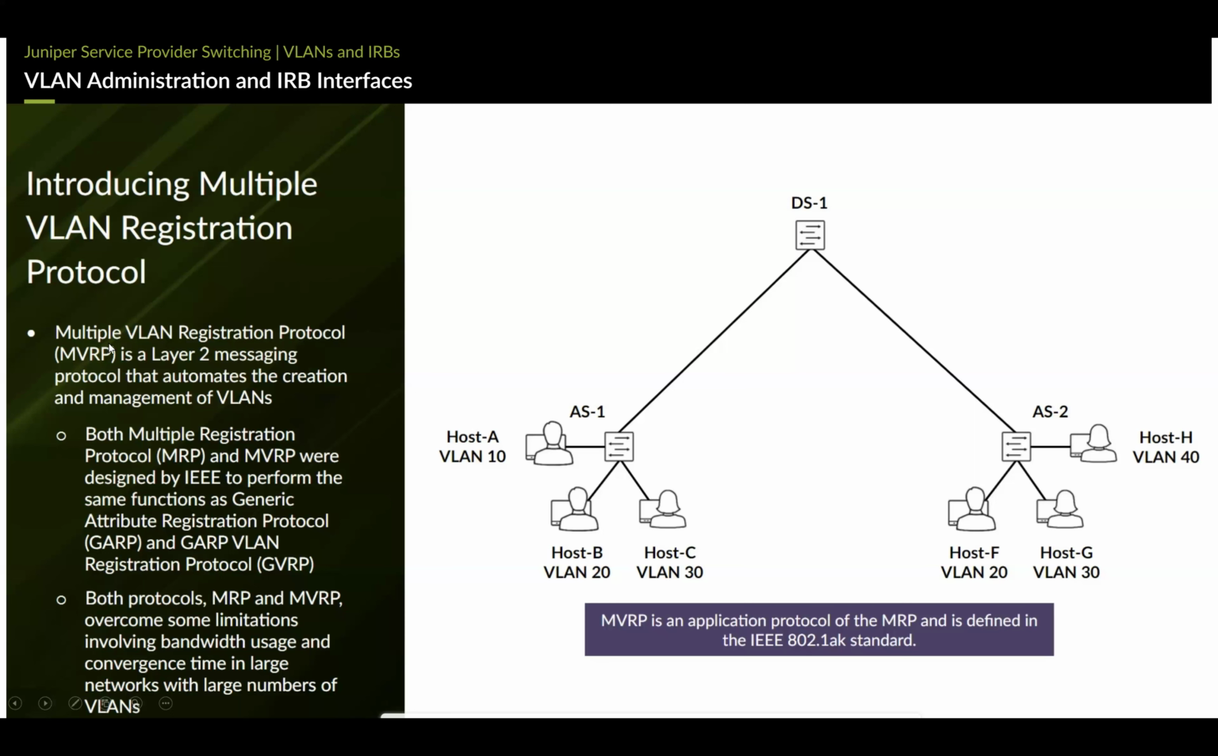Juniper uses this protocol. The protocol name is MVRP, Multiple VLAN Registration Protocol. Just consider here, distribution switch 1 is root, and these are the access switches. If you create a VLAN in distribution 1, the VLAN will automatically be forwarded to access switch 1 and access switch 2.